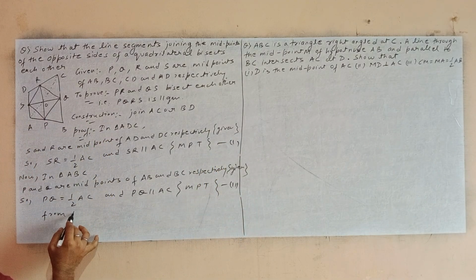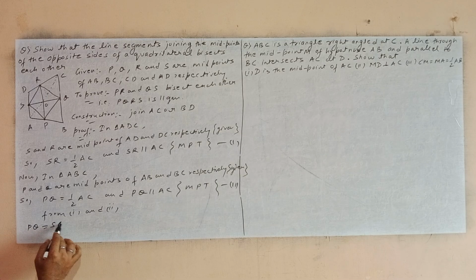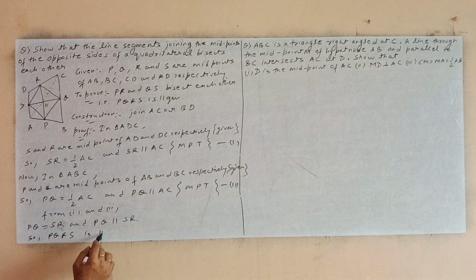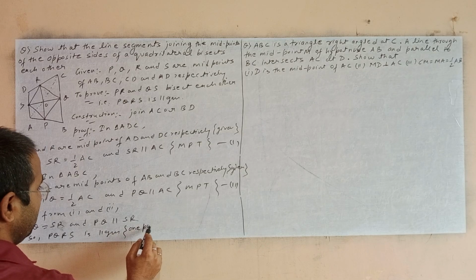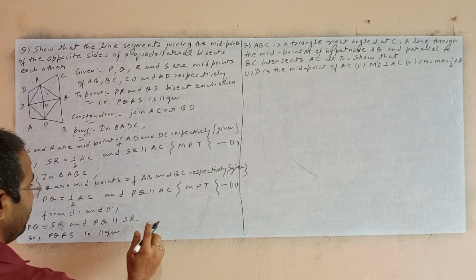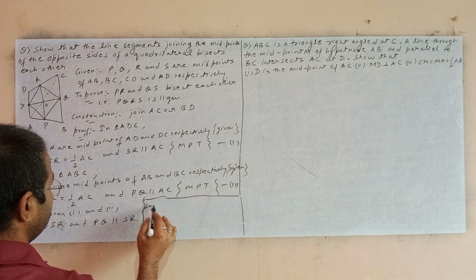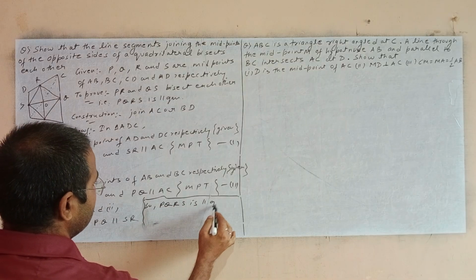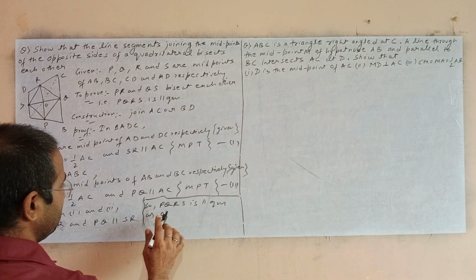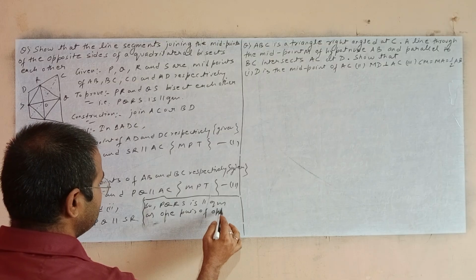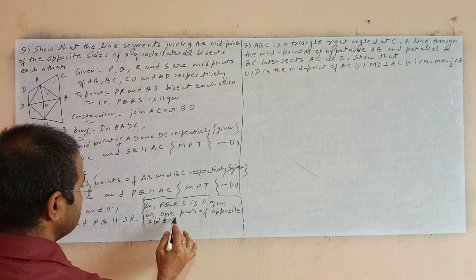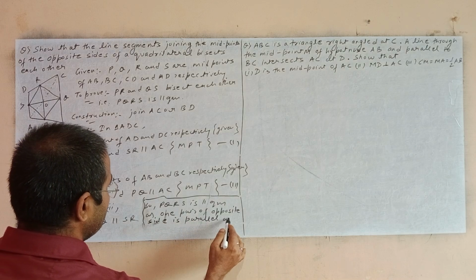Now from the first and second, you can write PQ is equal to SR, and PQ is parallel to SR. So you can write PQRS is a parallelogram, as one pair of opposite sides is parallel and equal.